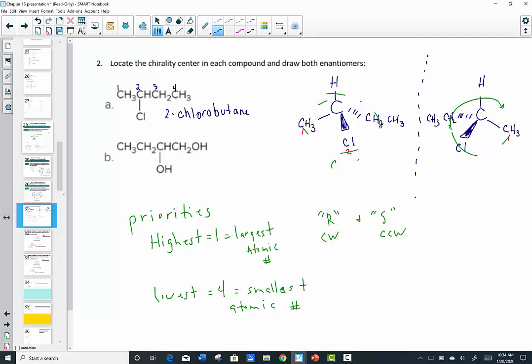We could see that chlorine has the highest atomic number between, here's the 4 attachments. We have a hydrogen, we have a methyl group, we have an ethyl group, and we have a chlorine. So you can see the order of priority. The lowest atomic number is hydrogen, so it actually gets the lowest priority. Its priority is number 4. Here's carbon, and carbon attached to 3 hydrogens would be the next lowest priority.